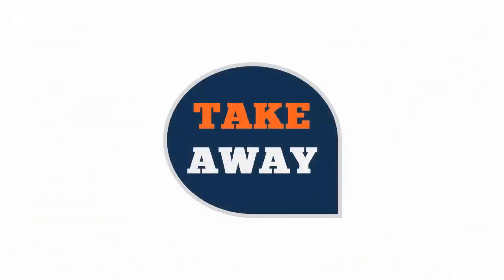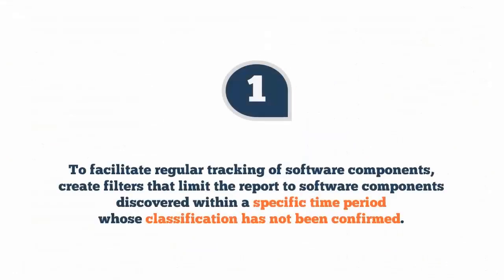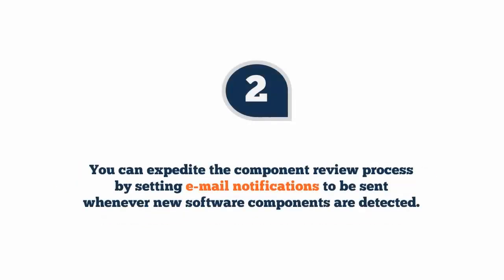Here's the takeaway. 1. You can facilitate regular tracking of newly discovered software components by setting up report filters. Create filters that limit the report to software components that were discovered within a specific time period and whose classification has not been confirmed. 2. You can expedite the component review process by setting email notifications to be sent whenever new software components are detected.